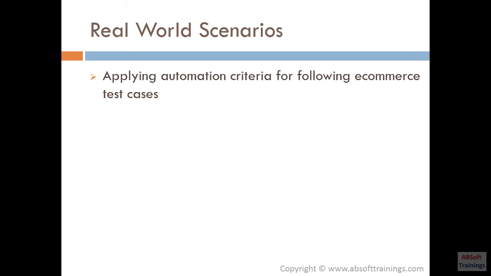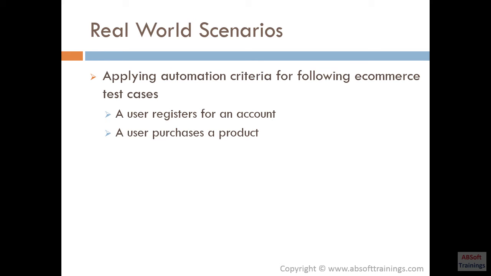Let's look at some real-world e-commerce test cases and apply automation criteria. Let's see which ones are most likely to automate. First test case is a user registers for an account. Yes, it's really important and we want to automate it. Second one is a user purchases a product. Yes, it's also really important and we want to automate it.